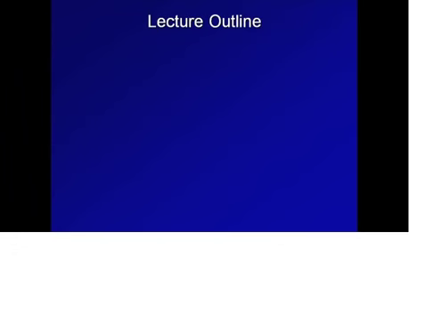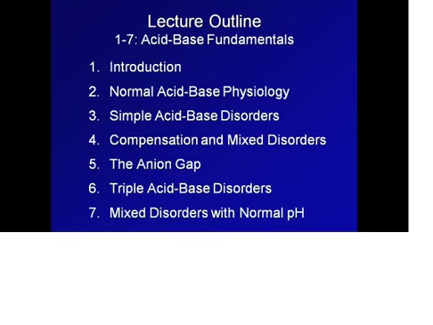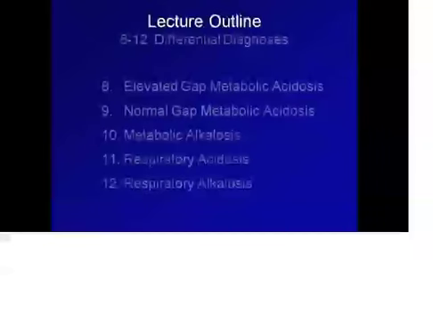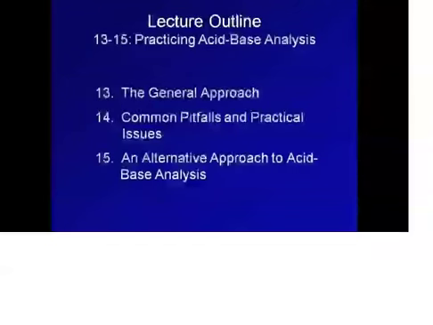Here is the lecture outline for this course. First, lectures 1 through 7 will focus on some background acid-base physiology and the basic algorithm for identifying pathophysiologic states of acid-base imbalance. Lectures 8 through 12 will review the differential diagnosis for the 5 major categories of acid-base disorders. Lecture 13 will summarize the common general approach to acid-base analysis, while Lecture 14 will review some common pitfalls and practical issues not addressed by the general approach. Lecture 15 will present an alternative approach to the common algorithm, one based on the Stewart model.